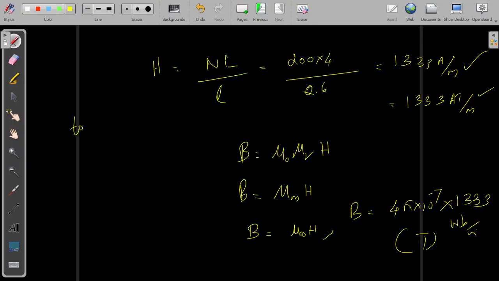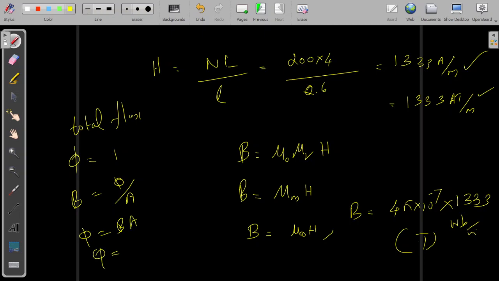Total flux phi is equal to B. By definition of flux density, B is phi by A. So phi is equal to B into A.